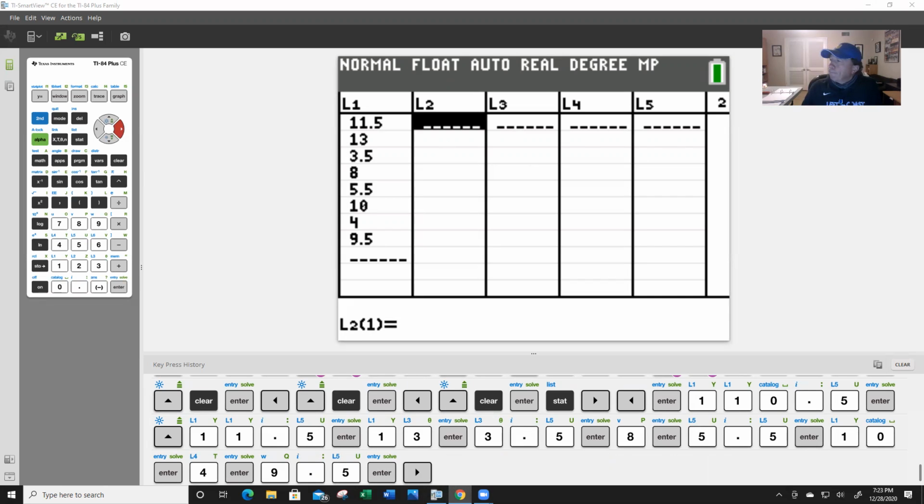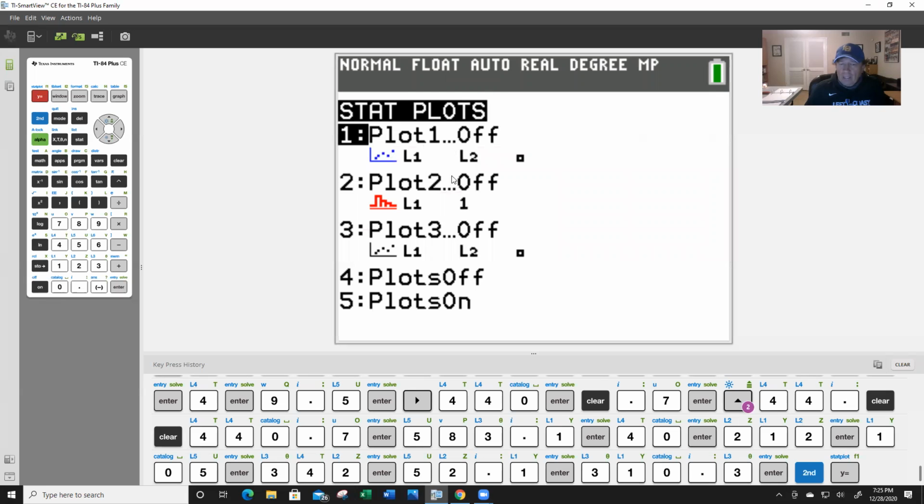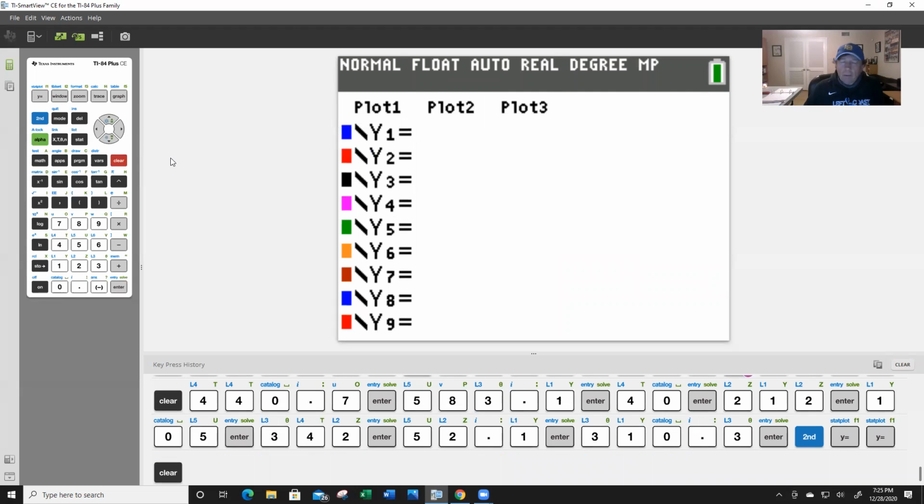All right. Okay, I am back with the data in. So once you get the data in, the first thing we're going to do is just go ahead and graph it. When you graph it, go to second y equals and make sure all the plots are off, because sometimes that causes problems. Mine are all off. Then we're going to go to regular y equals and make sure everything's out of there. I got to take that out of it. Get that out. Okay, great.